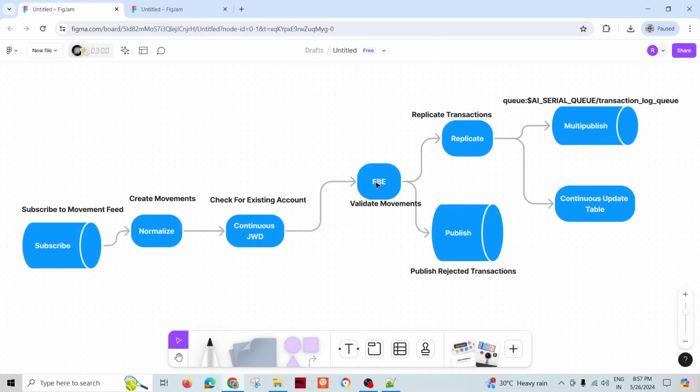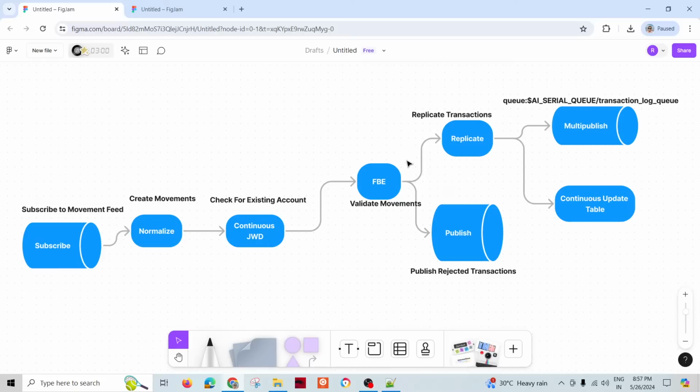Then we will do the validation of the movement, whether the movement is valid or not, in the sense of whether the transaction ID is valid or not. If the transaction ID is not valid, we will publish all those records as rejected transactions. We will create a queue and use it to publish the data for invalid movements or invalid transactions, so that we can use it for logging purposes or maybe further analytics.